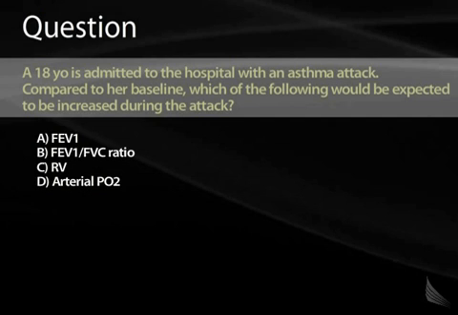The correct answer here is C. We would expect her residual volume to be increased. The FEV1 to FVC ratio would go down. Her arterial PO2, the amount of oxygen carried in her blood, could be normal or it could be decreased, but I wouldn't expect it to be increased.